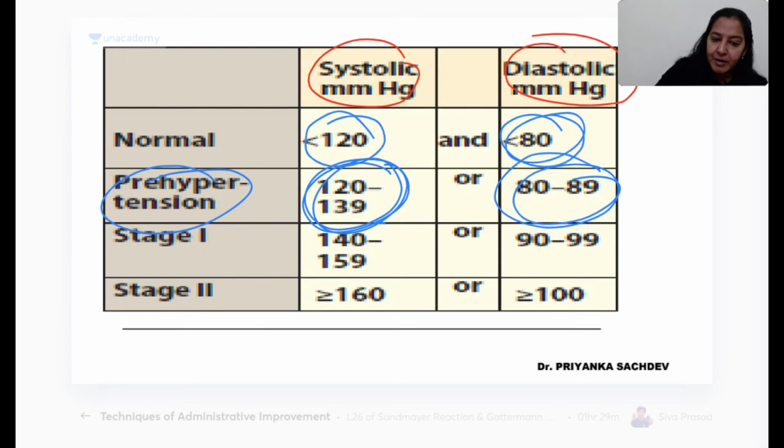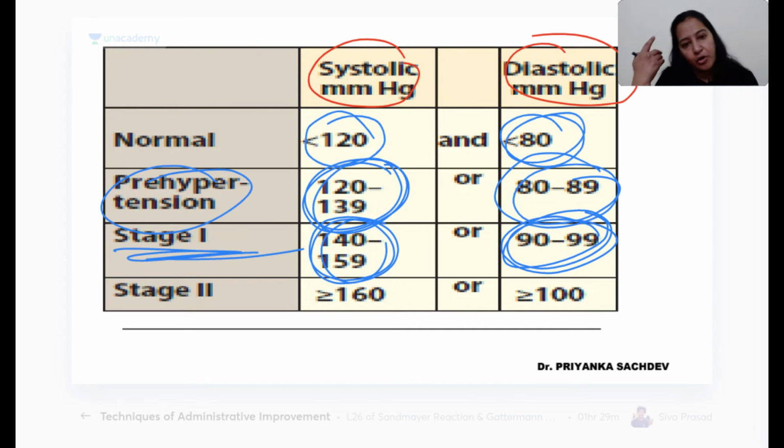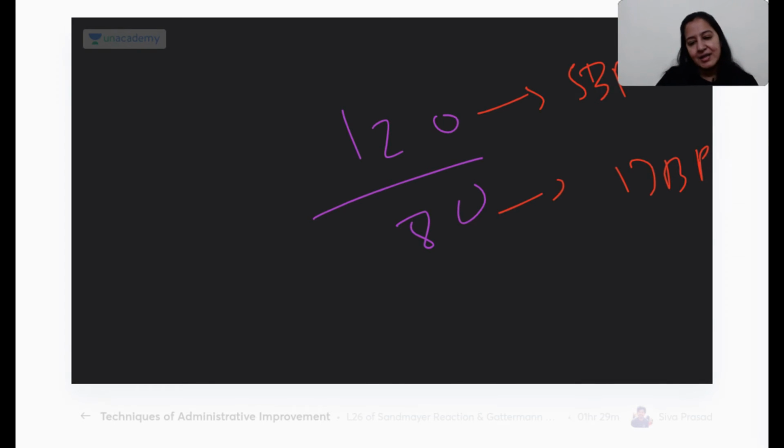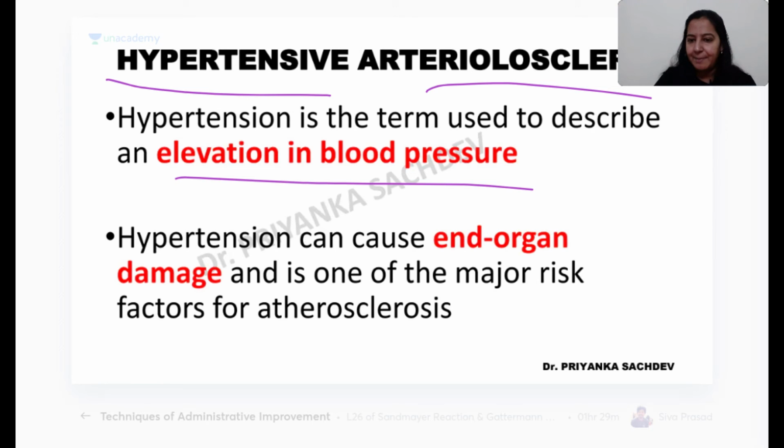If the systolic blood pressure is 140 to 160 and diastolic is 90 to 100, this is stage 1 hypertension. The person has already entered hypertension. And if systolic is more than 160 and diastolic more than 100, it is stage 2 hypertension. So this is the classification of hypertension. If either component is raised, systolic or diastolic, it is known as hypertension.